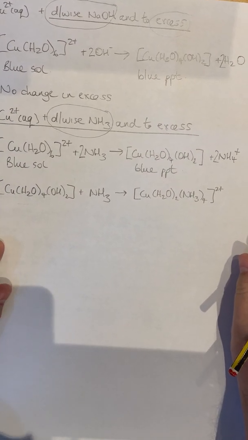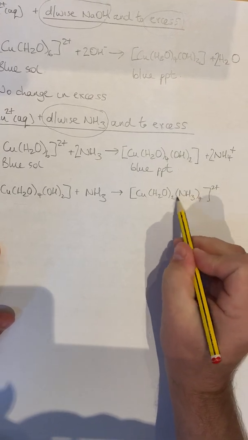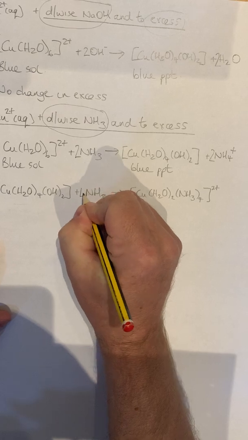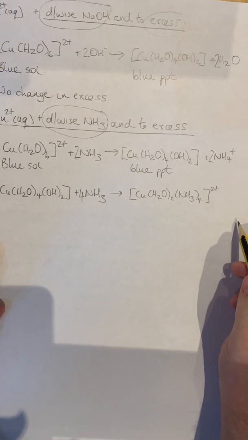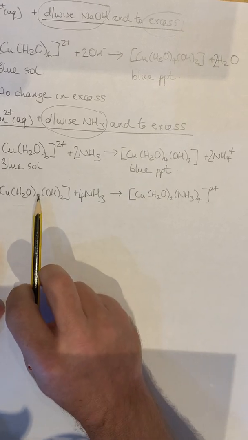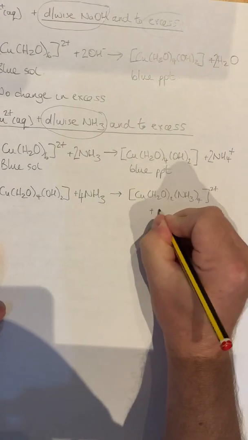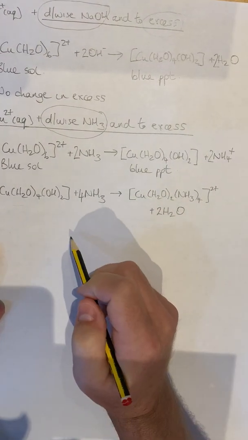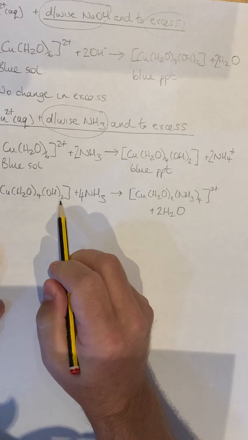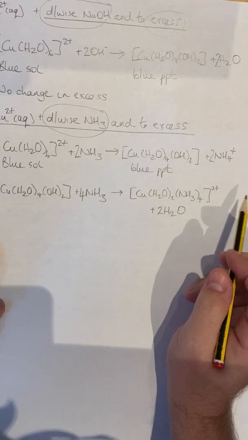Then we need to look at balancing that equation. What you can immediately see is we've got 4 ammonias there, so we need 4 ammonias there. But then we also need to look at what's being kicked out. We start off with 4 waters there, we've ended up with 2 there, so that means we need to add 2 waters. And then we've started off with 2 OH- ligands in that. They've entirely been kicked out.